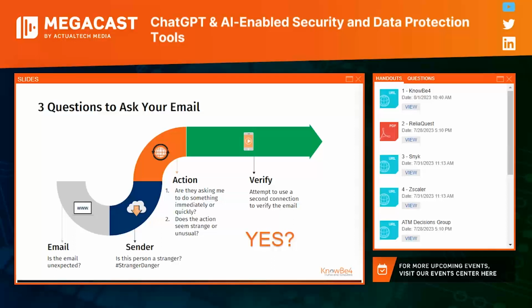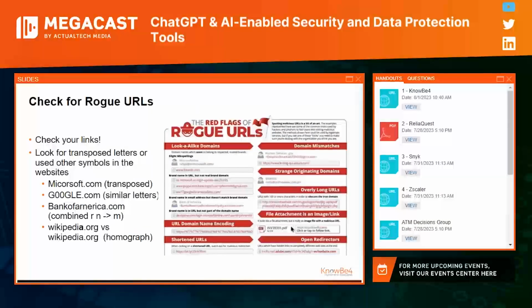But the same rules of social engineering and social engineering defense apply when it comes to AI being used in social engineering attacks overall. We have an awesome PDF with regards to those rogue URLs to help educate users, making sure they're looking for those transposed characters, where cyber criminals have used similar letters or combined letters or pulled letters from other alphabets, but going through and having a look at them.